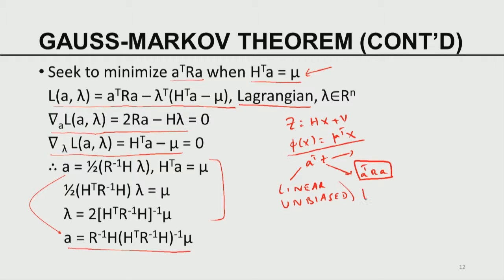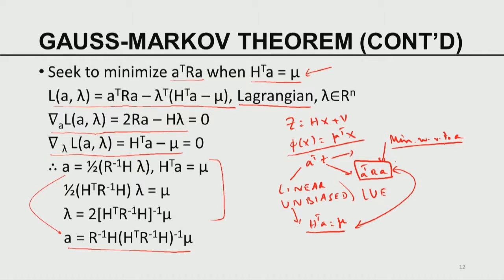Therefore, it is already LUE. I want to be able to introduce a B to that. I want to make it a BLUE. To make it a BLUE, I have to minimize this with respect to A. But the unbiasedness requires A and mu to be related. H transpose A must be equal to mu. Therefore, this is the constraint. This is the function to be minimized. So I combine the two.